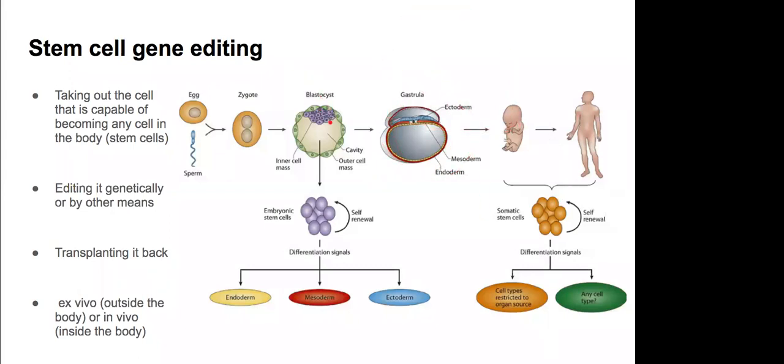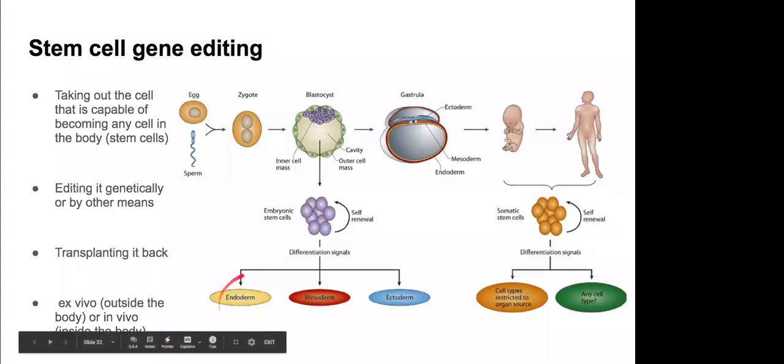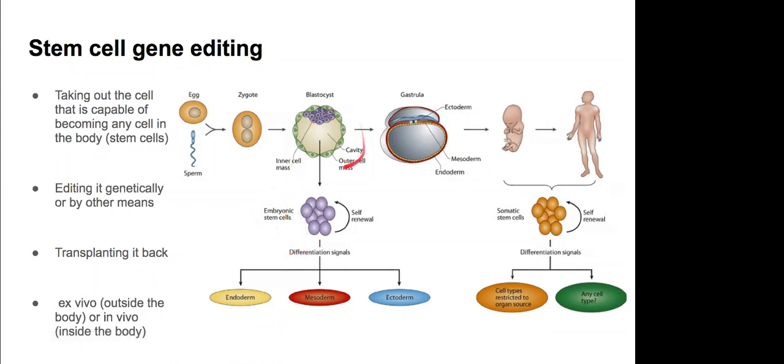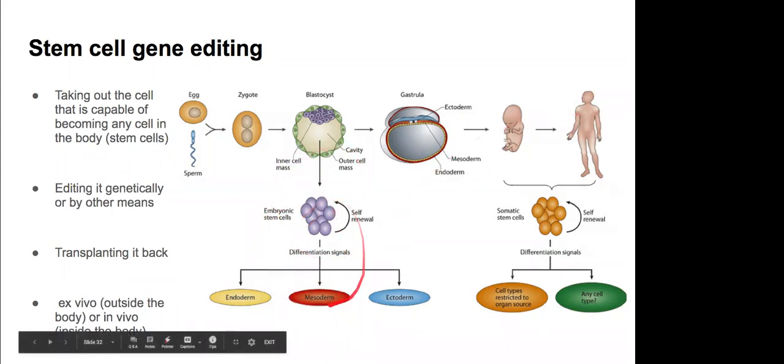Or if you choose a specific differentiated stem cell population, like the ones that can become endoderm, mesoderm, or ectoderm, if you choose the right population, the target population for stem cell gene editing, you will nonetheless correct the defects at your target regions of interest using these specific stem cell gene editing steps.